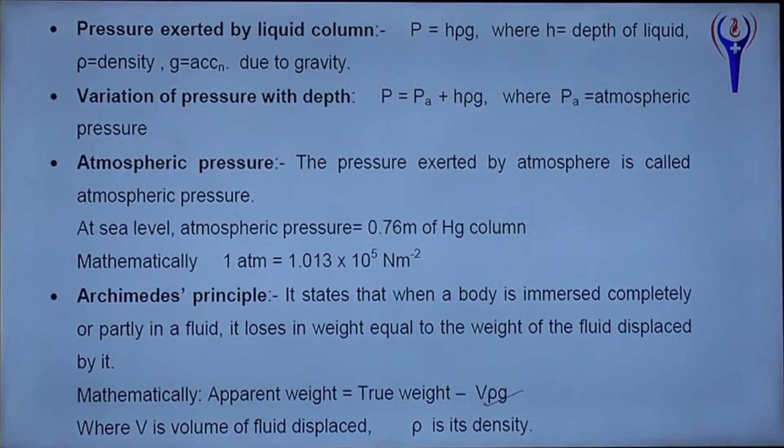This is nothing but mg, and we know the relation between density and mass. Density equal to mass by volume. From this, mass equal to density into volume, and that only, mg becomes rho Vg. V is the volume of the fluid displaced and rho is its density.